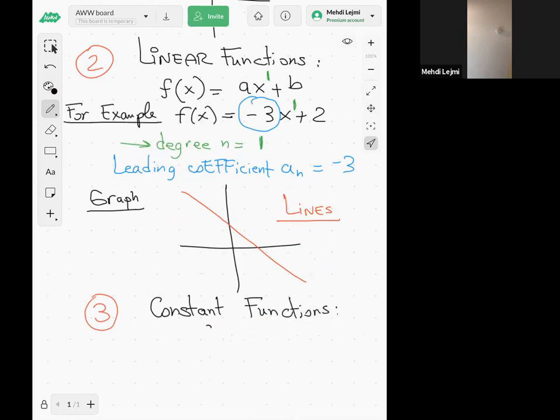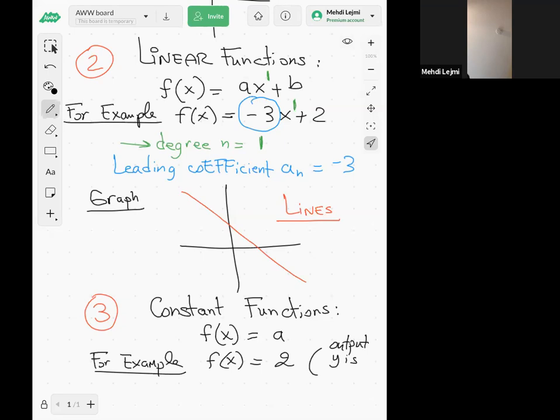So what do I mean by constant functions? Well, that's functions of the form f of x equal to a, where a is just a real number. So for example, f of x is equal to 2. When you write f of x is equal to 2, it means that the output y is fixed. The output y is always 2.